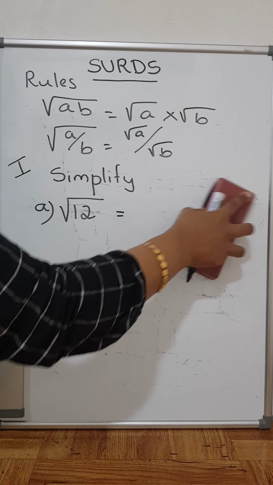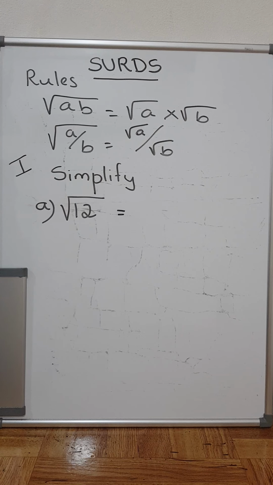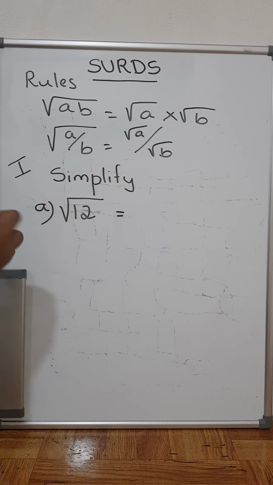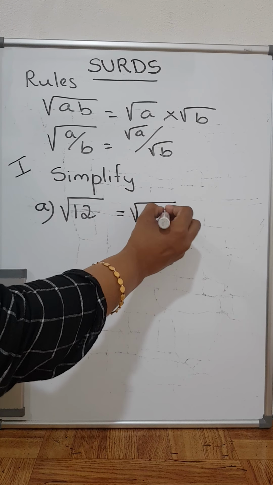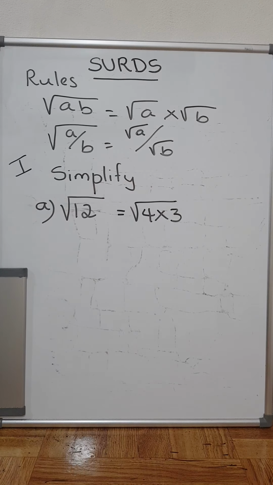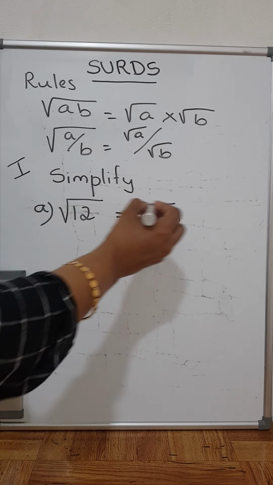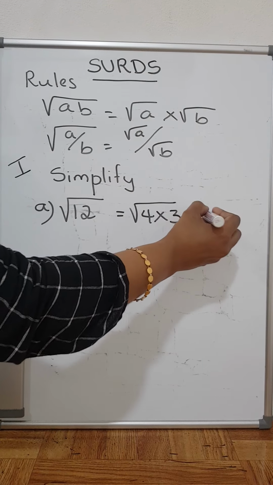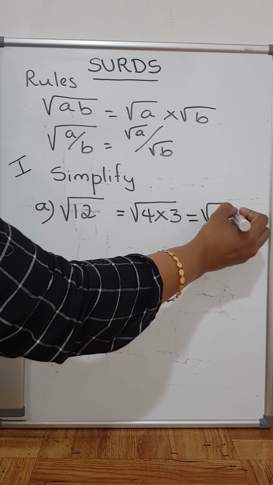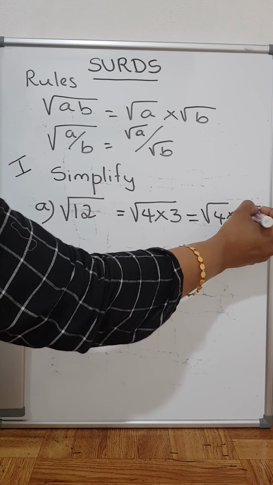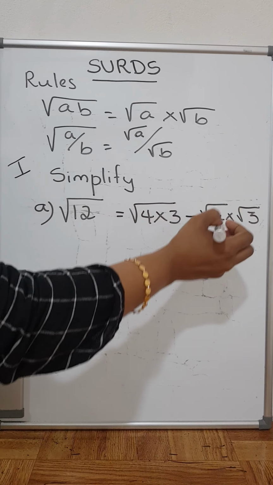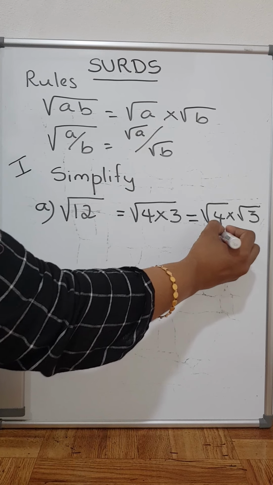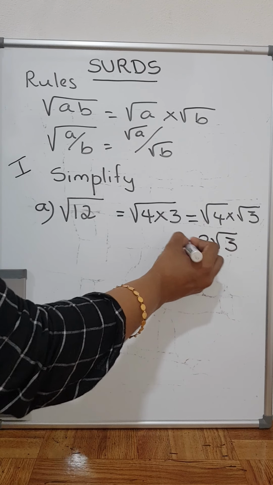So what can we do? We have to look for a factor of 12 that's a square number. A factor of 12 that's a square number. So you see square root of 4 times 3. That works because 4 is a square number. According to the first rule, we can write it as square root of 4 times square root of 3. Square root of 4 is how much? 2. Square root of 3 we cannot further simplify. So it is 2 root 3.